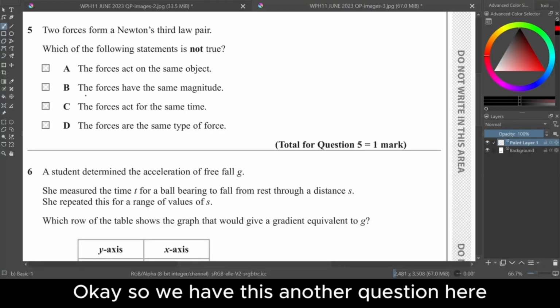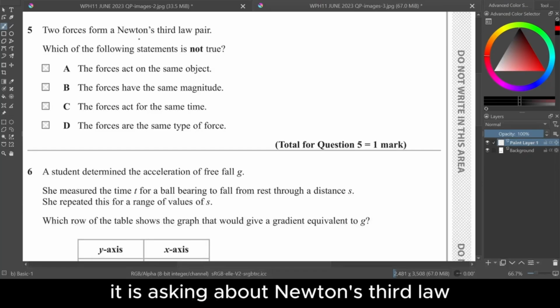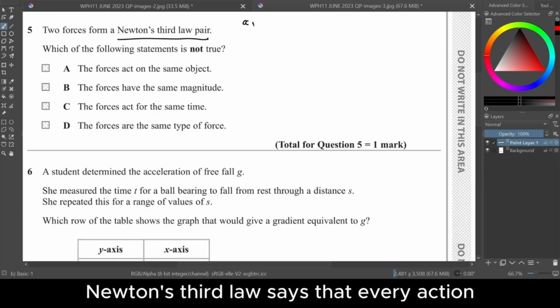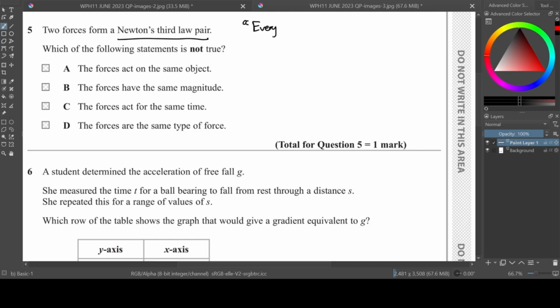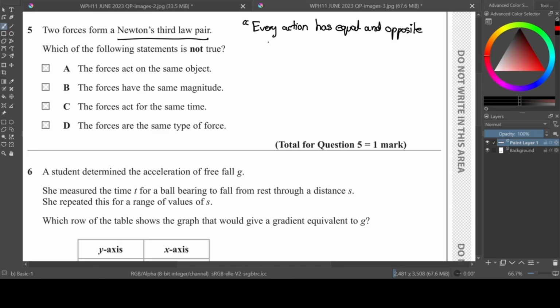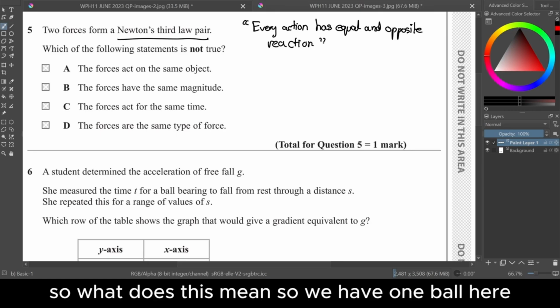Okay, so we have another question here. It is asking about Newton's third law. What is Newton's third law? Newton's third law says that every action has an equal and opposite reaction, okay? So what does this mean?